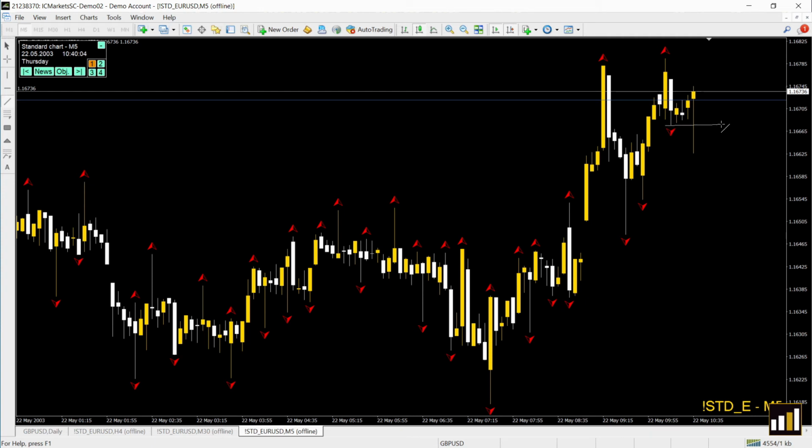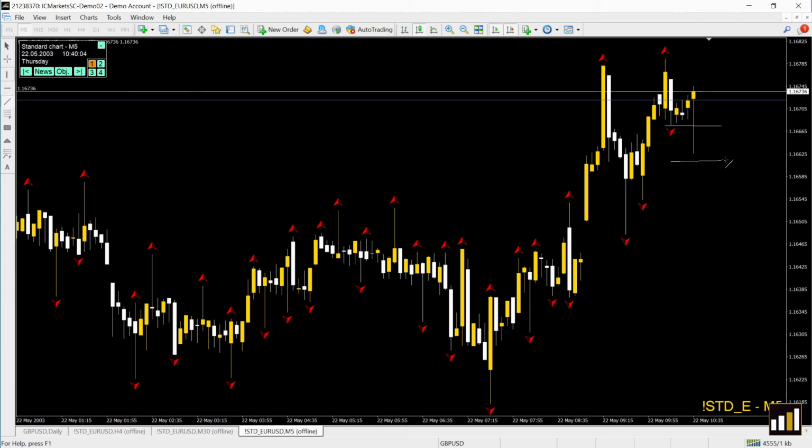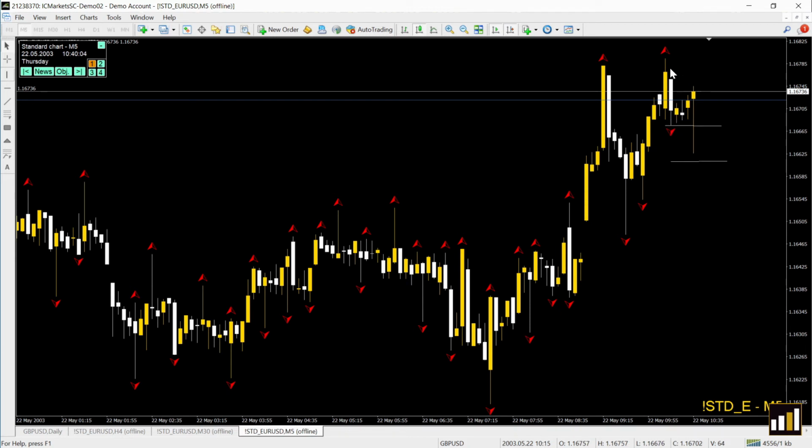Price is broken there. So what we do now is we're putting our pending orders. With this strategy, we're putting our stop losses here about 1 pip below the low candle, the one that has broken the fractal, and we are looking for our confirmed high fractal there, and we are putting our entry there. So now we have a potential entry.